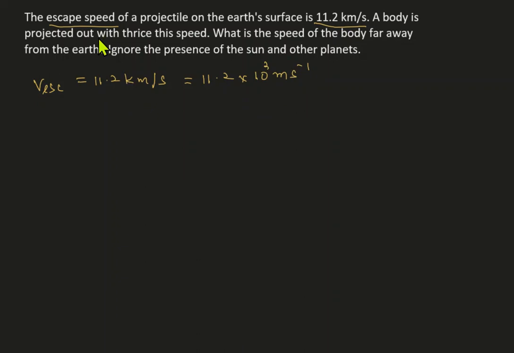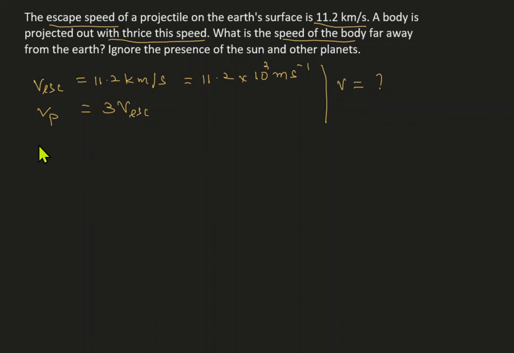Your body is projected out thrice this speed. So let me say the projection velocity Vp is thrice the escape velocity. What is the speed of the body far away from Earth? Ignore the presence of Sun and other planets. So what is asked here? The speed of the body is asked.